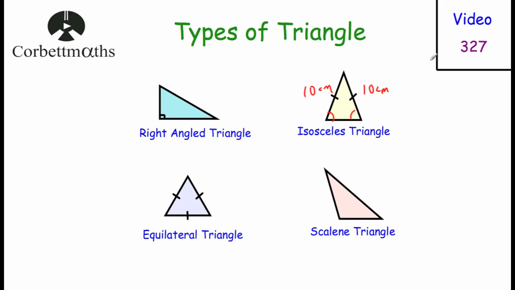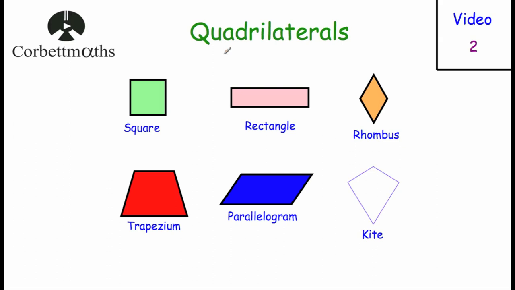And if you want to go through that in more detail, video 327 on Corbettmaths goes through the types of triangle. Our next topic is quadrilaterals, and that's video 2 on Corbettmaths. Here are some quadrilaterals. We've got our square, rectangle, rhombus, trapezium, parallelogram and kite.